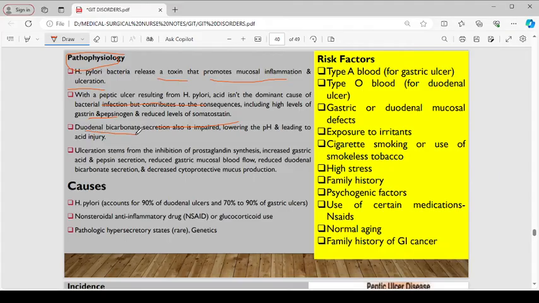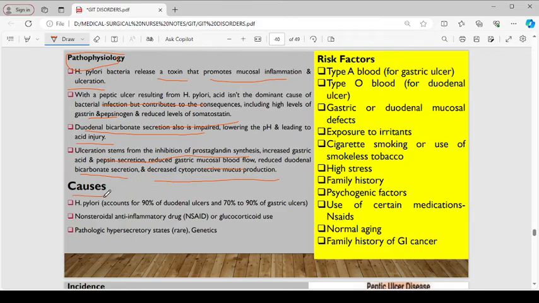We have duodenal bicarbonate secretion may also be impaired. Remember, the duodenum normally produces some bicarbonate that is responsible for lowering the pH. So this could also be impaired, and this will lead also to acid injury. Okay, and this can affect also the duodenum. So ulceration stems from inhibition of prostaglandin synthesis, increased gastric acid, pepsin secretion, reduced gastric mucosal blood flow, and reduced duodenal bicarbonate secretion. They have decreased cytoprotective mucus production.